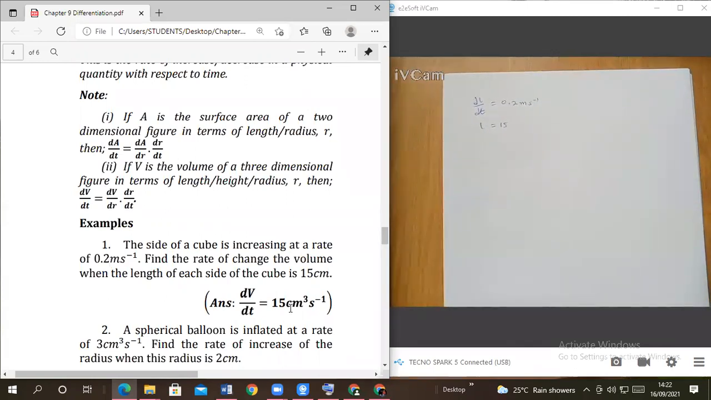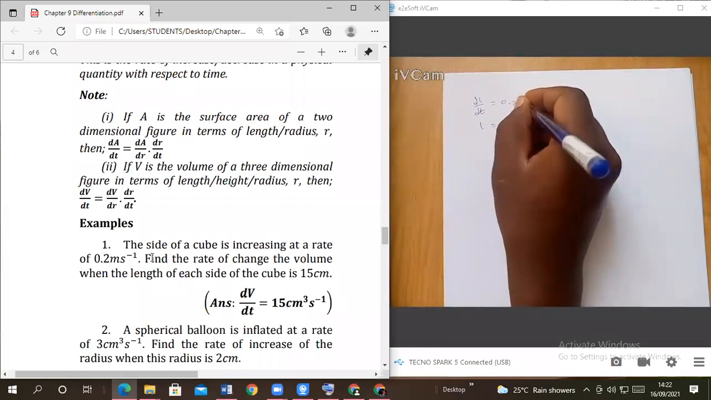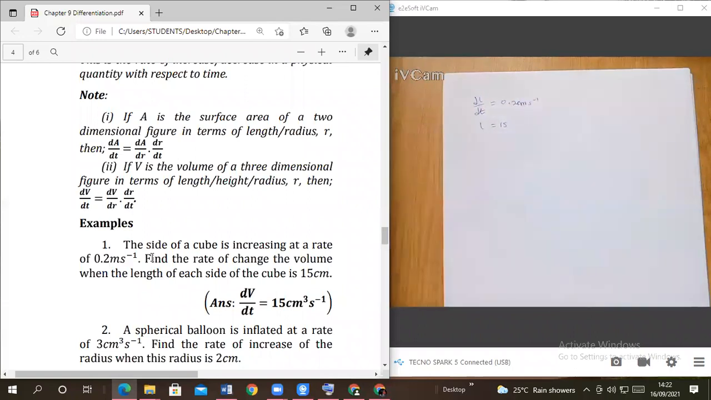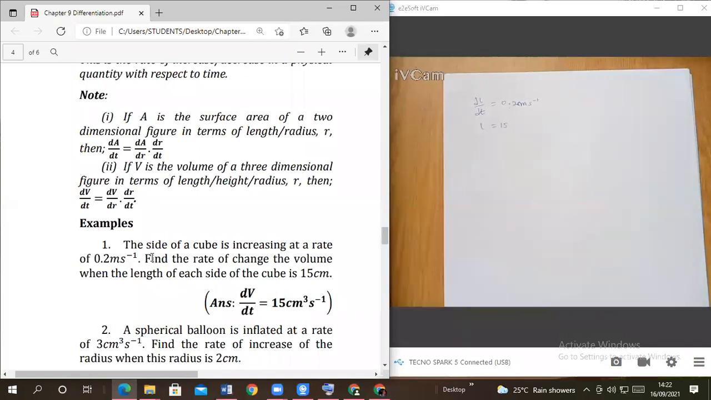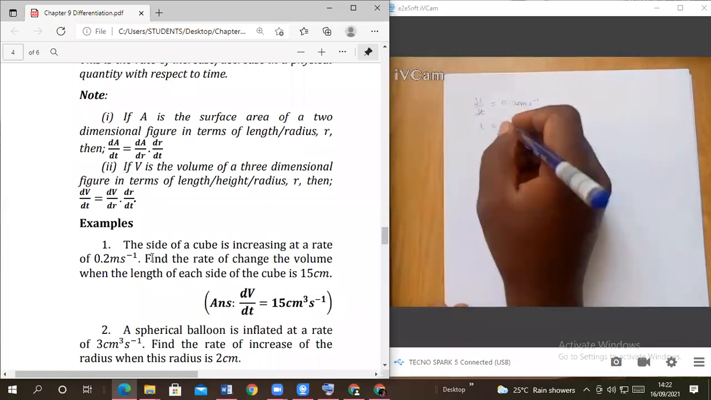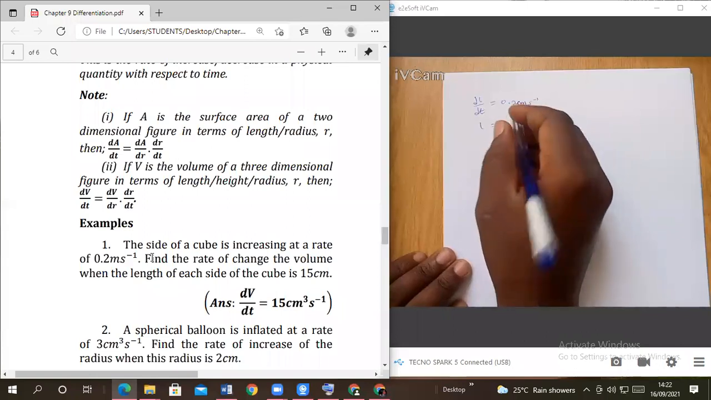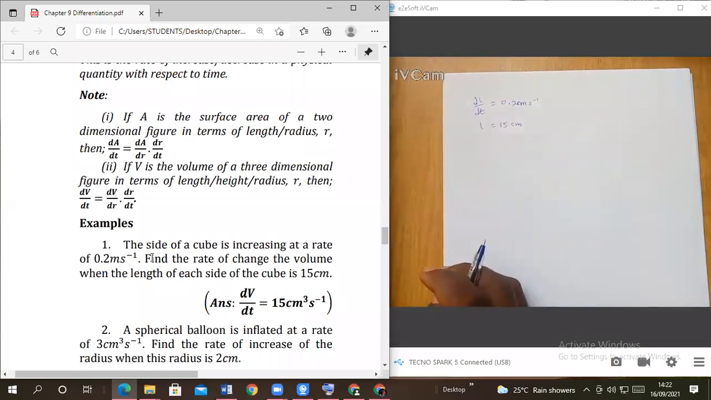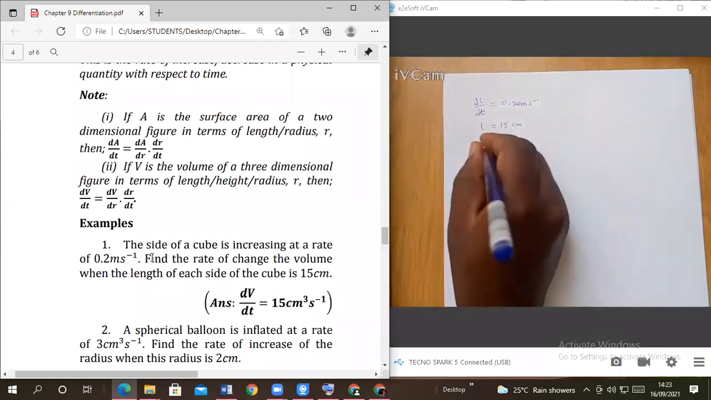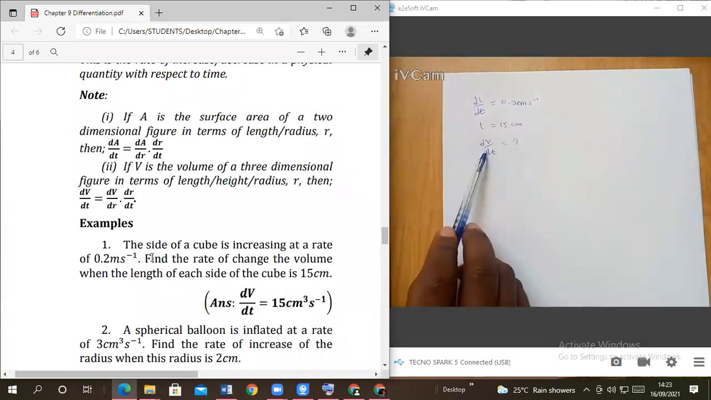I want you to change that. When you look at the answer here, we have it as centimeters cubed. So let's change this to centimeters. Be consistent. Must have the same unit. Change this to 0.2 centimeters per second, not in meters. So they want us to obtain the rate at which the volume is changing at a time when the length is 15 centimeters. What is the dV/dt? The rate of change of volume.